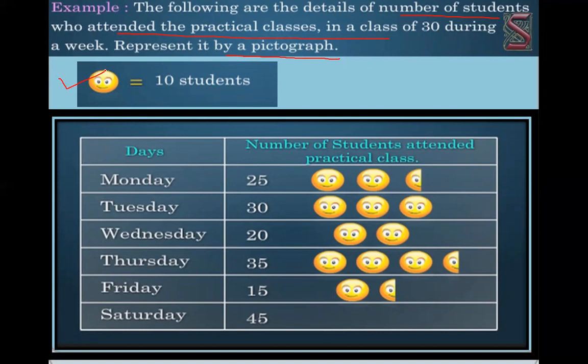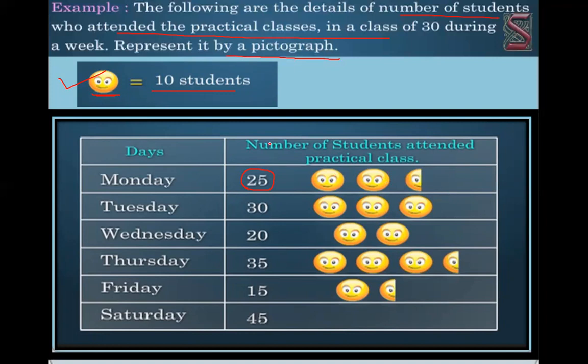For each symbol, you have to assign a key also. So I am assigning the key of 10 students. Here you can see the number of days the children are attending their classes, and on Monday you can see 25 children are attending the classes. For it, we need a symbol. So I have taken a smiley to represent the number 25, because if you make 25 smileys, it needs a lot of space. We don't have a lot of space to represent 25 smileys at one time.